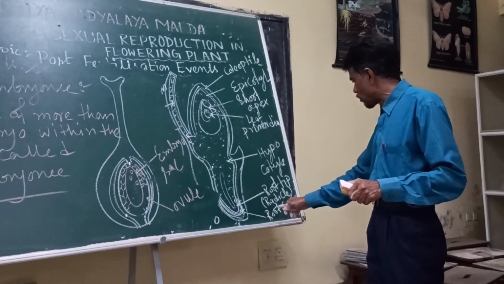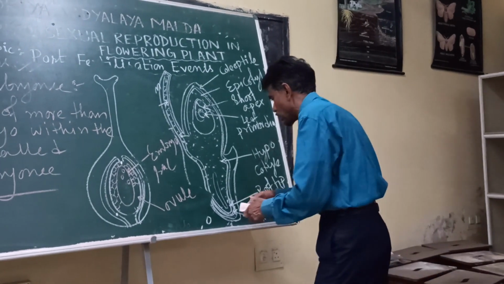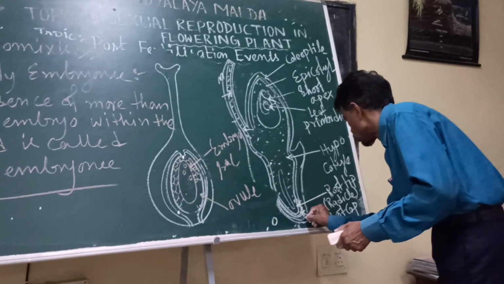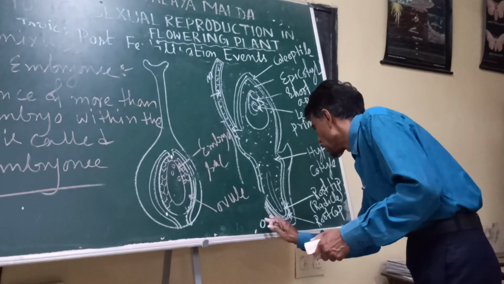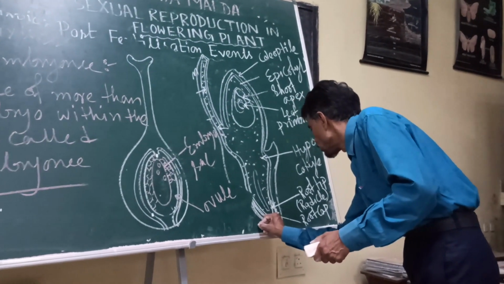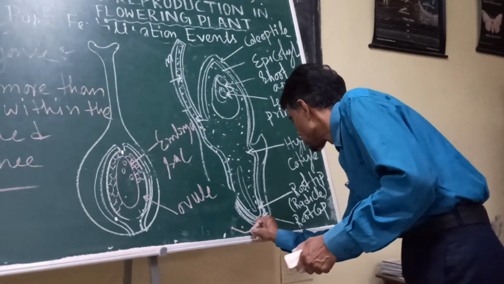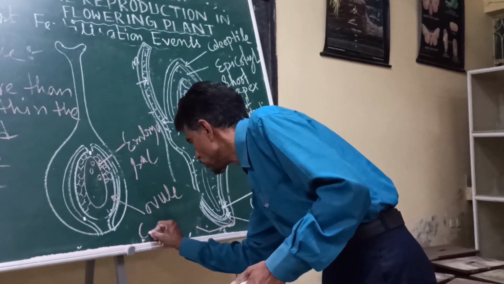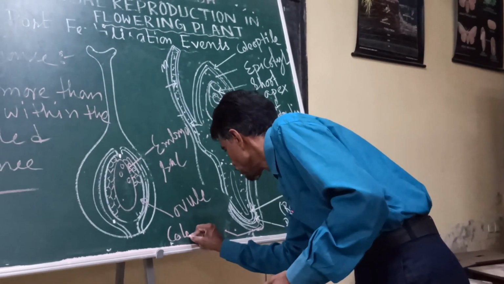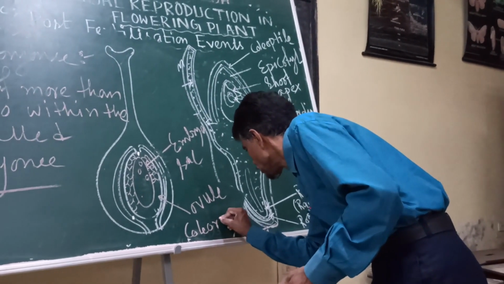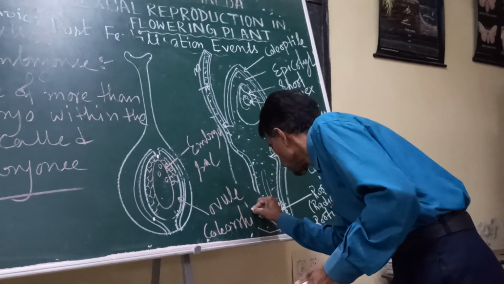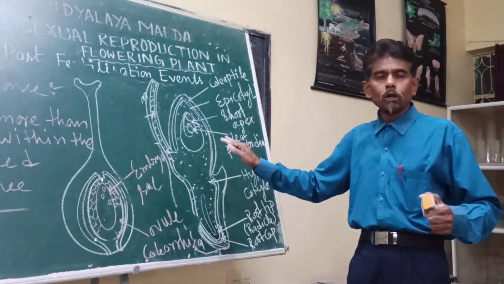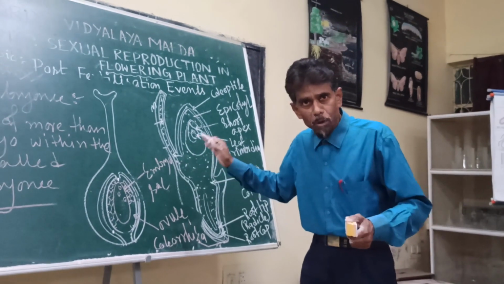Coleorhiza I have written somewhere. This structure is called, again I am writing, let me write here, this coverage is called coleorhiza. So this is the structure of the monocot embryo.